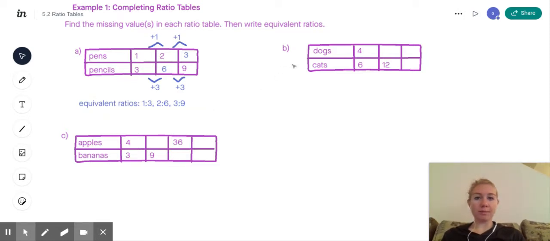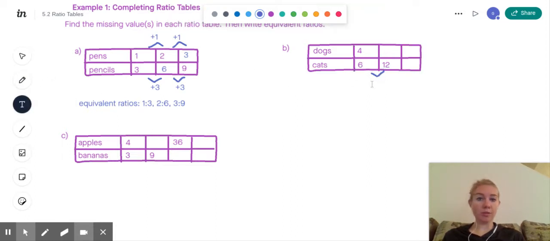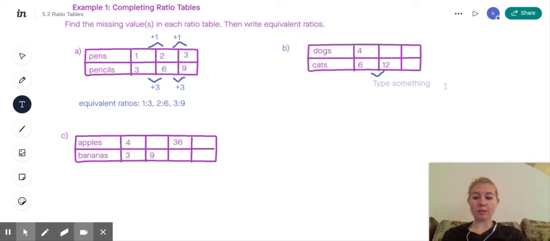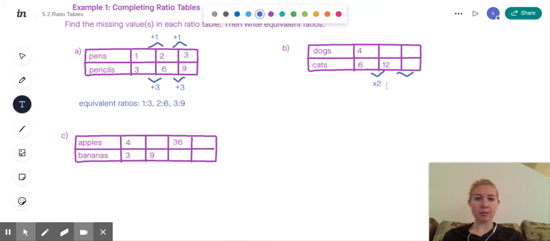Let's look at problem B. This time we're comparing dogs to cats. So we're saying for every 4 dogs, there are 6 cats. Okay, so let's find the pattern in this table. Well, we're given 6 and 12 right next to each other. I know that 6 times 2 is 12. So maybe that's our pattern. So times 2. So it would mean that this right there would be times 2 as well.